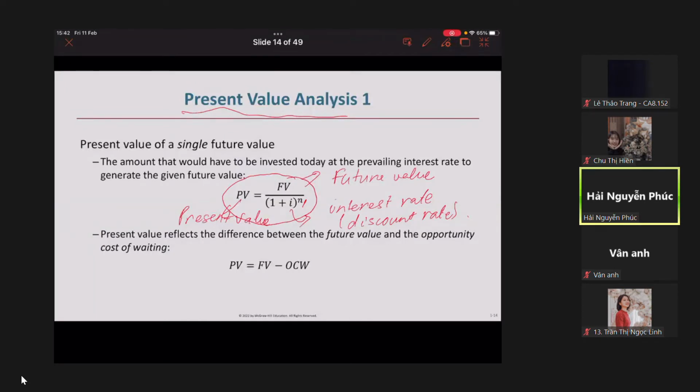Right. So in general we can derive the following formula. We have the present value is equal to the future value, subtract the opportunity cost of waiting. And of course, if you go back to our example, you can compute the present value. The future value is actually given. It is 1 billion. So you can compute the opportunity cost of waiting. It is the difference between PV and FV. Or in other words, we can rewrite: OCW is equal to FV subtract PV. Okay.